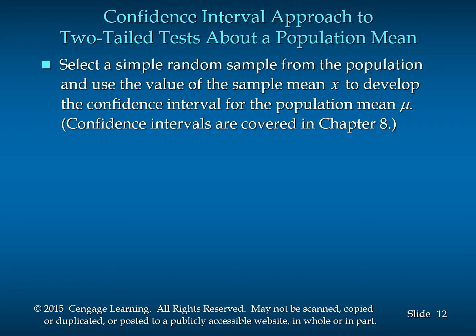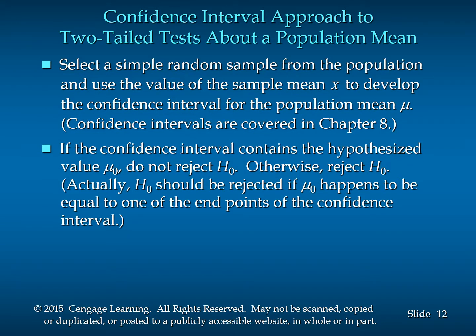While not used often, we can also use a confidence interval approach to a two-tailed hypothesis test. We develop a confidence interval around the sample mean using the same data as we did in Chapter 8. If the confidence interval contains our hypothesized value of the population mean, then we cannot reject the null hypothesis. We must assume it's true.